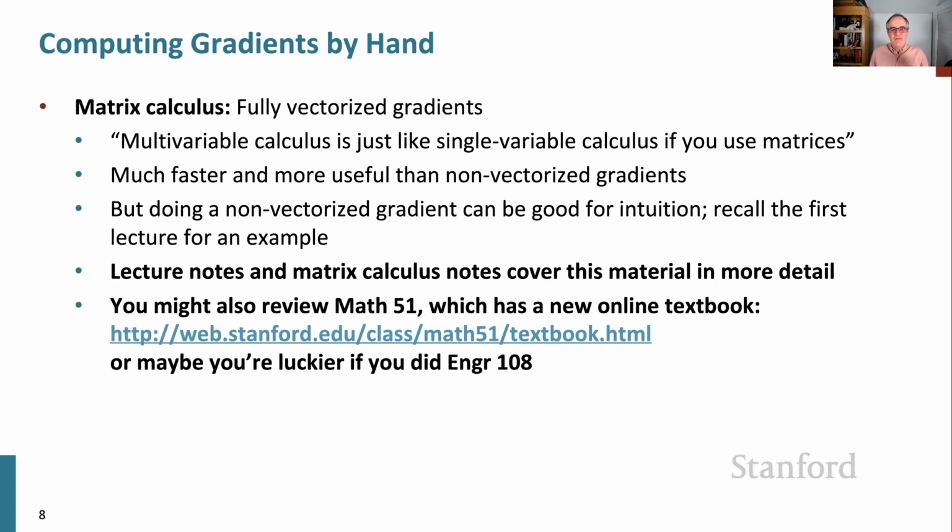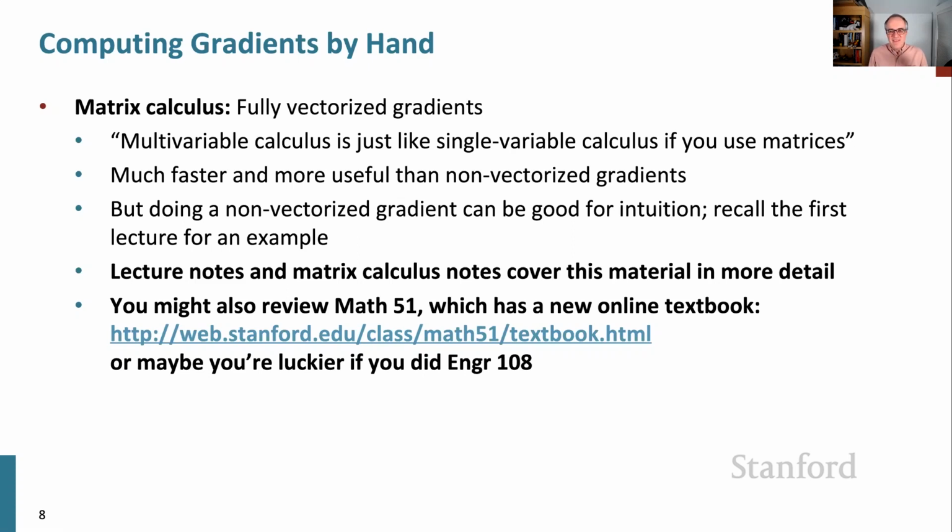So for computing gradients by hand, what we're doing is matrix calculus. So we're working with vectors and matrices and working out gradients. And this can seem like pretty scary stuff. To the extent that you're scared and don't know what's going on, one choice is to work out a non-vectorized gradient by just working out what the partial derivative is for one parameter at a time. And I showed a little example of that in the first lecture. But it's much, much faster and more useful to actually be able to work with vectorized gradients.